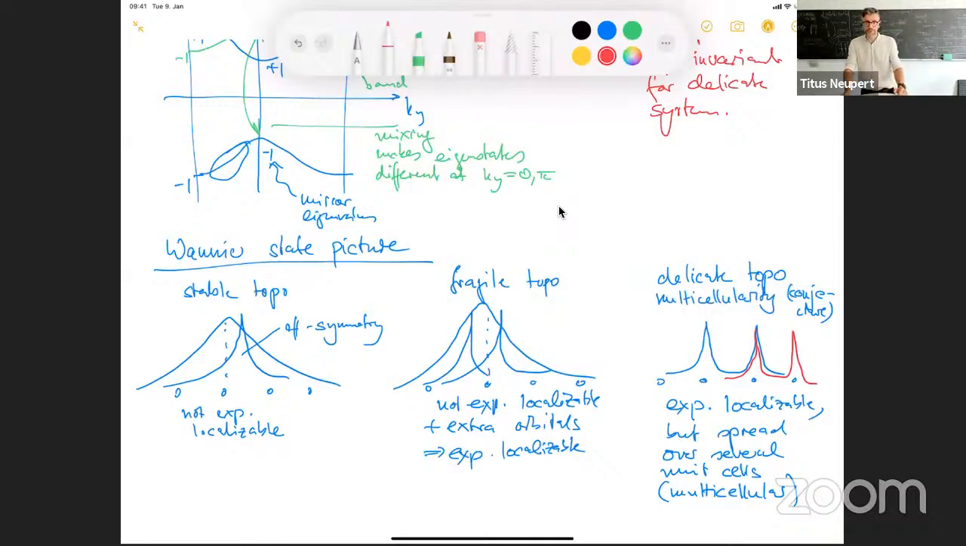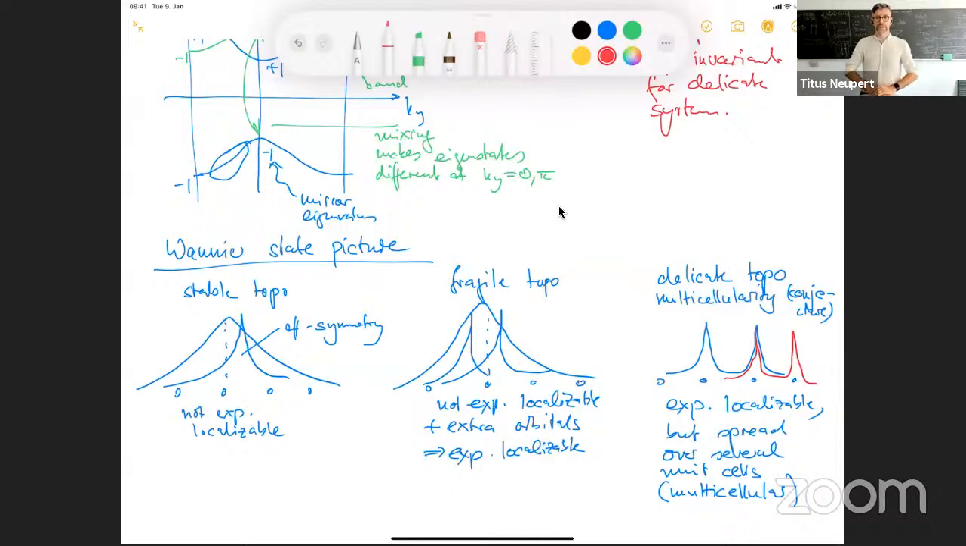And topology cannot be only encoded in the eigenstates, as is the case here, but it can also be encoded in the eigenvalues. So if you have complex eigenvalues, as a non-Hermitian matrix in general does, then you can have a winding of that eigenvalue in the complex plane without anything interesting happening to the eigenstate. And that could be topological.